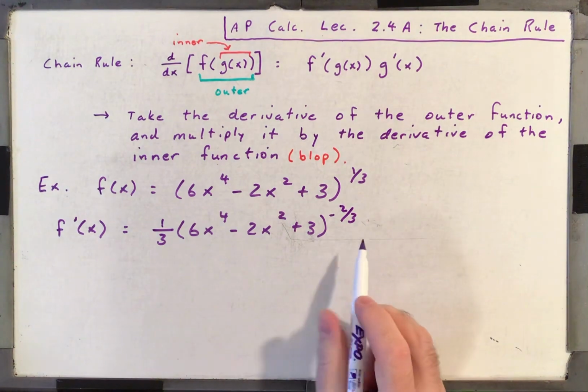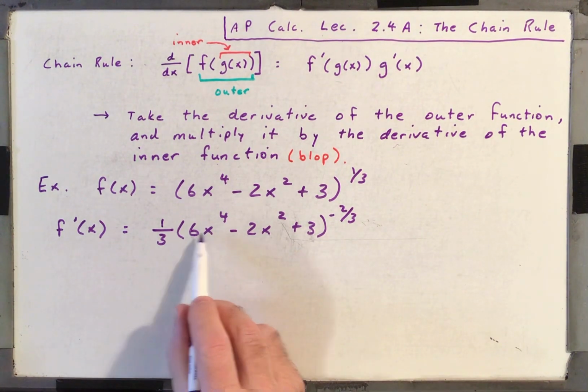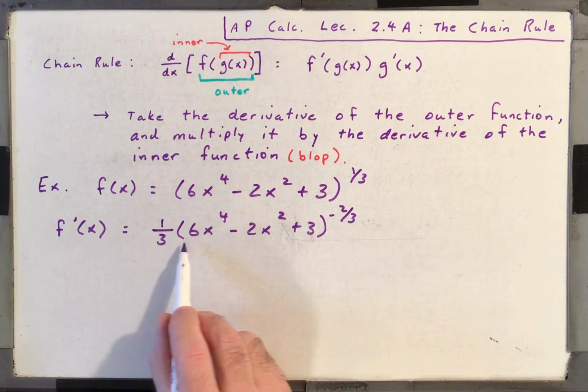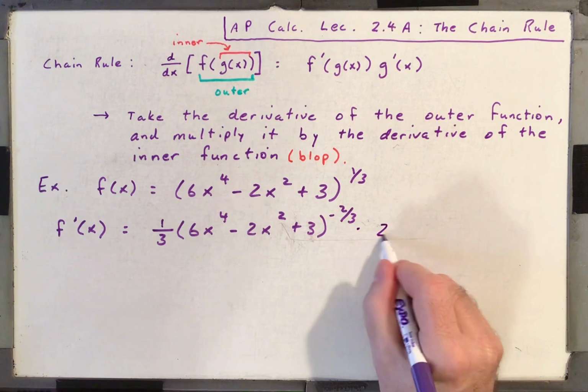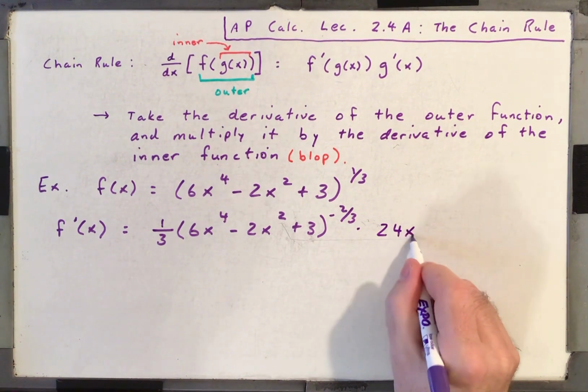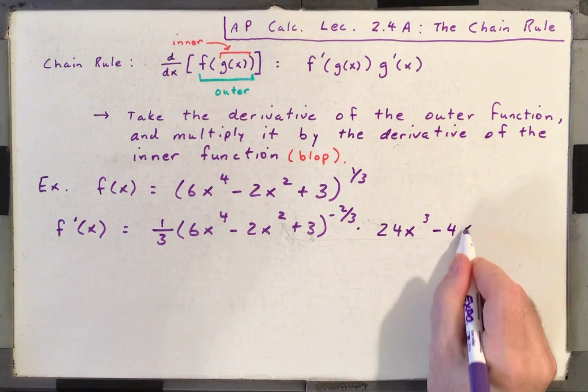But don't forget to multiply. Another major error my students have made over the past. Forget to multiply by the derivative of the blop. So that inner function, 6 times 4 would be 24x cubed minus 4x.